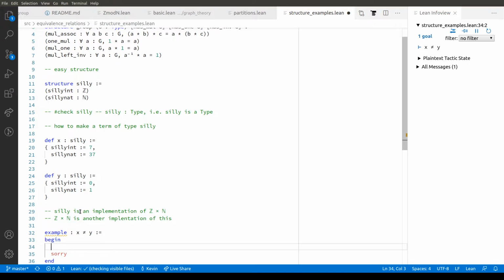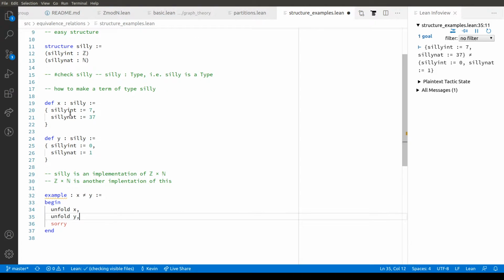What I was saying here is that to give a term of type silly is just to give an integer and a natural number. So we need to take x and y apart to prove that they're not equal. So maybe we could do cases x. What would happen with that? There we go. Oh, that didn't go so well. What should I do here? Maybe I should unfold x. Oh, there we go. That's done well. And I'm going to unfold y, because x and y are definitions. So I've now unfolded them.